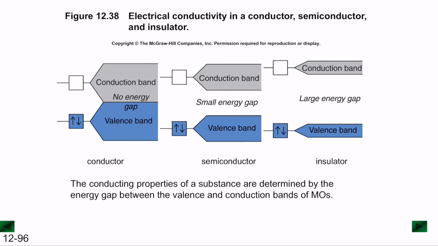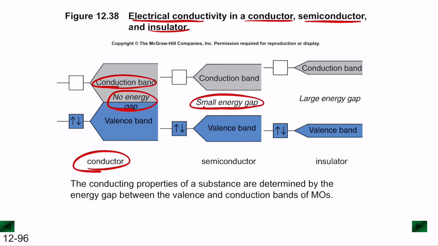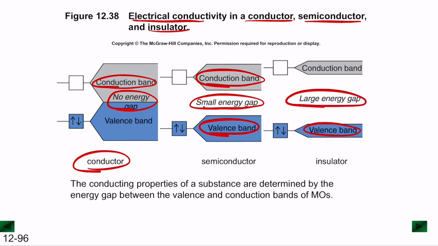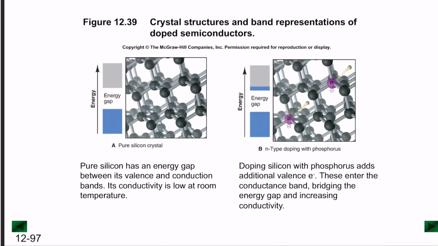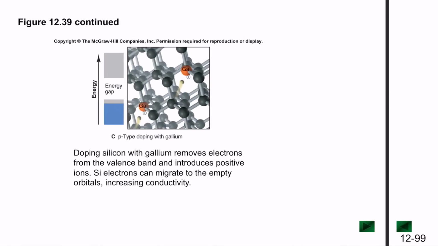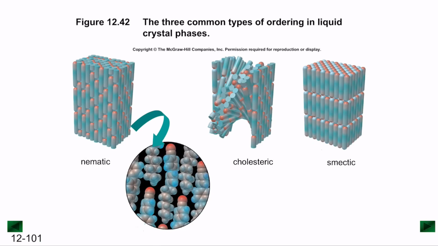Now, let's talk about electrical conductivity in a conductor, semiconductor, and insulator. The most common understanding that we have is the conduction band theory and the valence band theory. So when there is no difference between the conduction and valence band, we consider that to be a conductor. When there is a small energy gap between the conduction band and the valence band, we consider that to be a semiconductor. And when you have a large energy gap between the valence band and the conduction band, we consider that an insulator. So the energy gap actually determines the structure of the material.